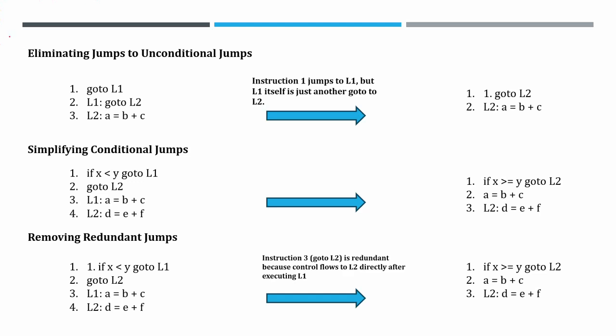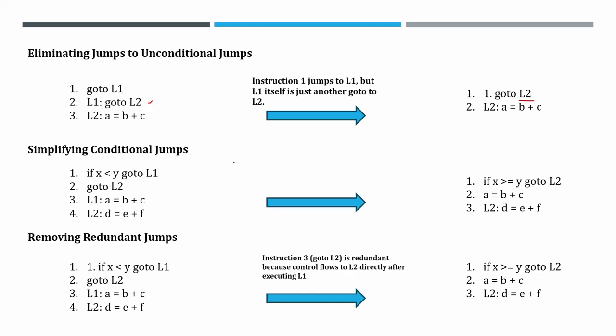Here we have go to L1, and then we have L1: go to L2, and L2: A equal to B plus C. What is the need for this jump here? Instead of having this, we can directly say go to L2. Go to L1, and L1 again has the jump to L2. So what is the need for this? We can directly write it as go to L2, L2: A equal to B plus C. Okay, this is eliminating jumps to unconditional jumps.